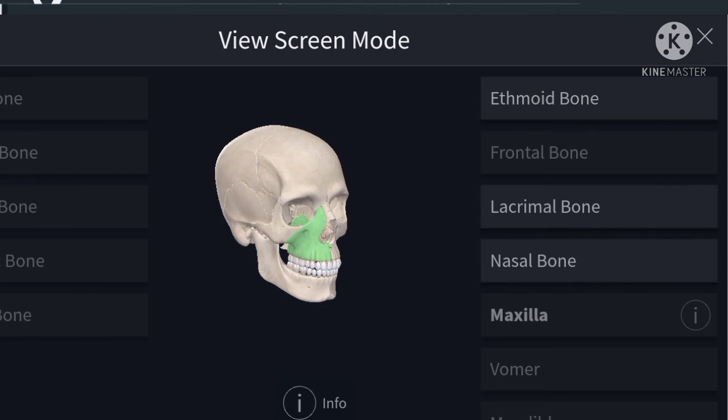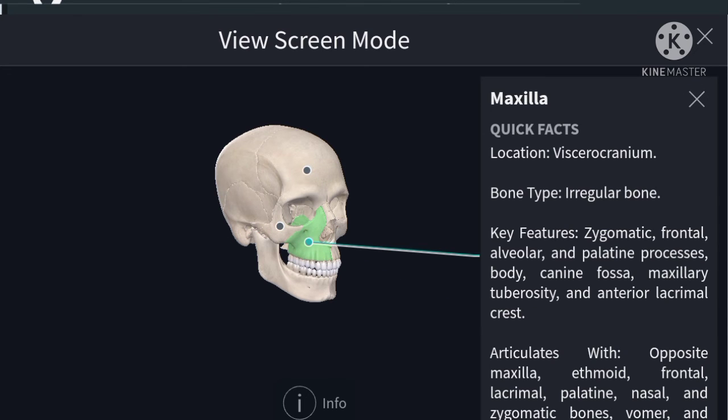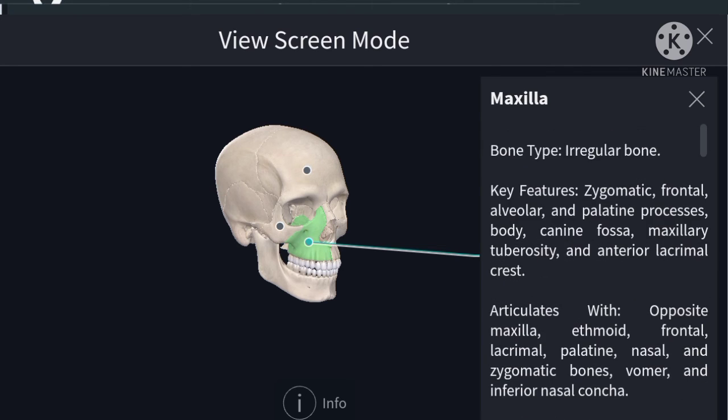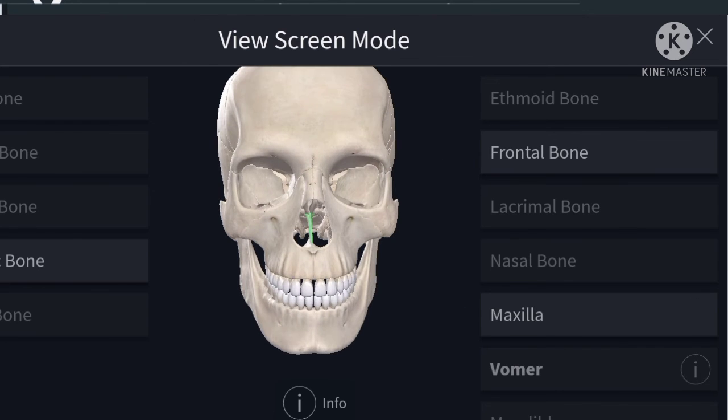Now we will talk about the maxilla, and this is maxilla, as you can see here, and it is a type of irregular bone and is located in viscerocranium and it articulates with the maxilla, ethmoid, frontal bone, lacrimal bone, palatine, nasal bone and zygomatic bone, vomer and inferior nasal concha, and it is supplied by the facial and maxillary artery.